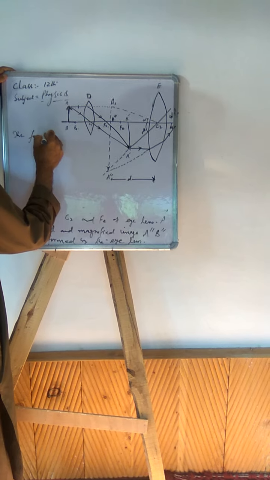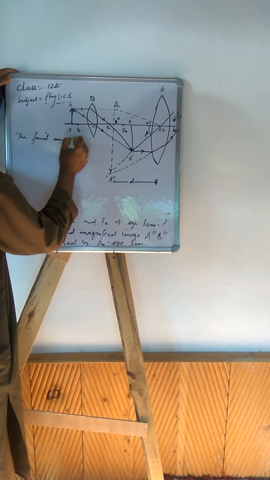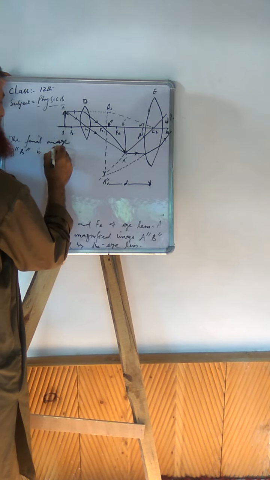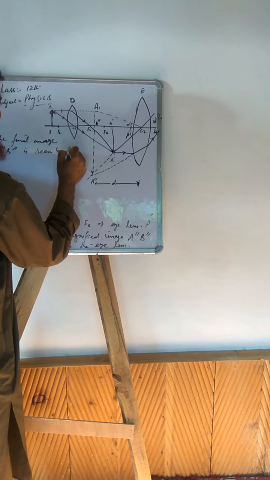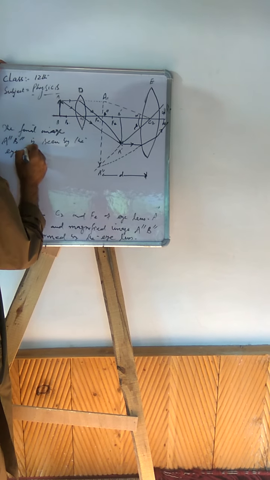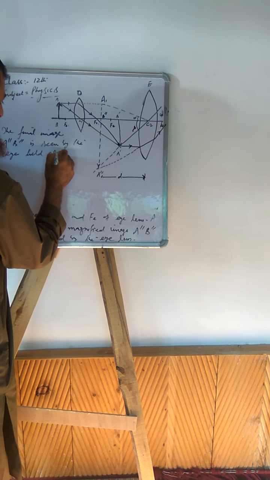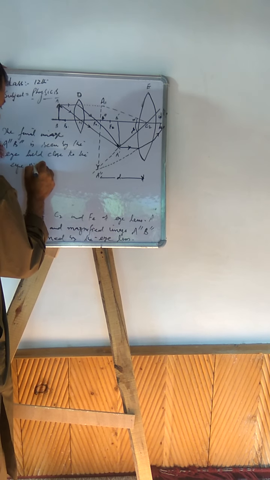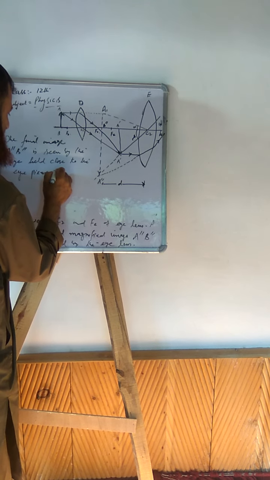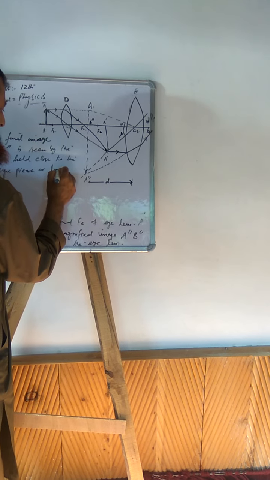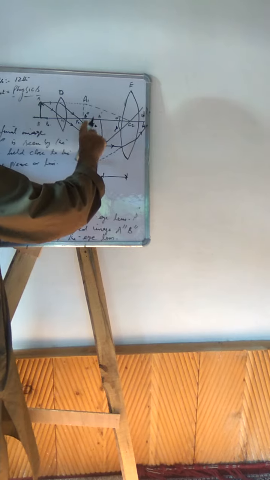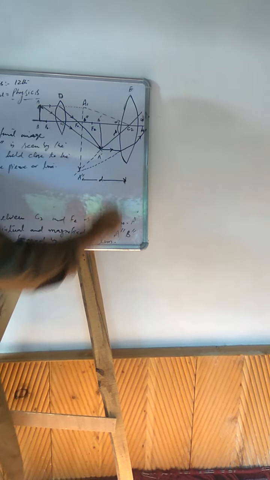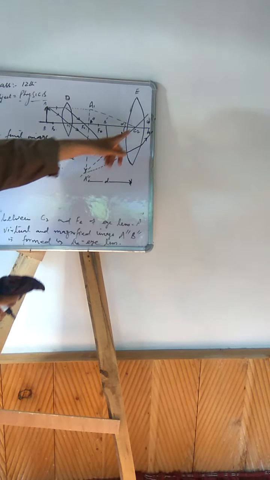The final image A double dash B double dash is seen by the eye held close to the eye lens or eyepiece. That means we see the image A double dash B double dash. This final image is seen by the eye, which is held close to the eyepiece.